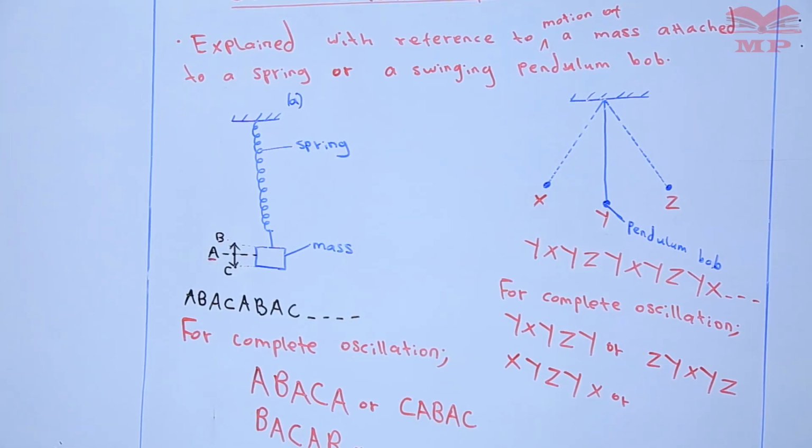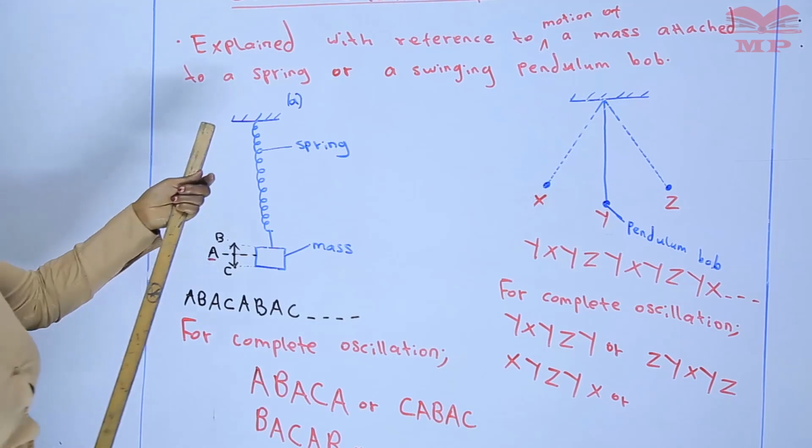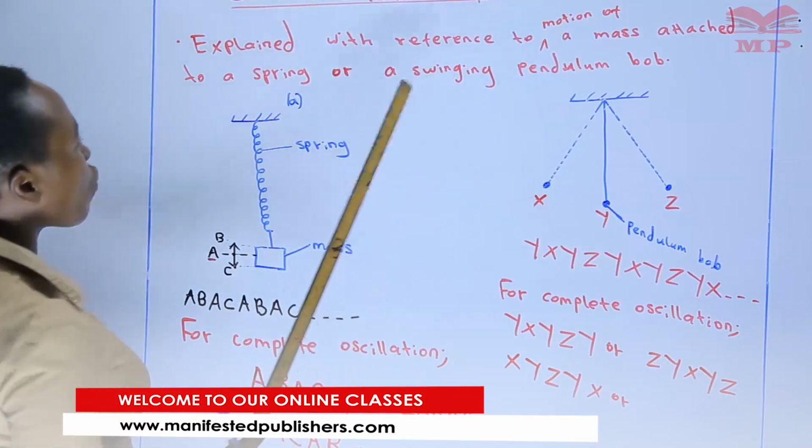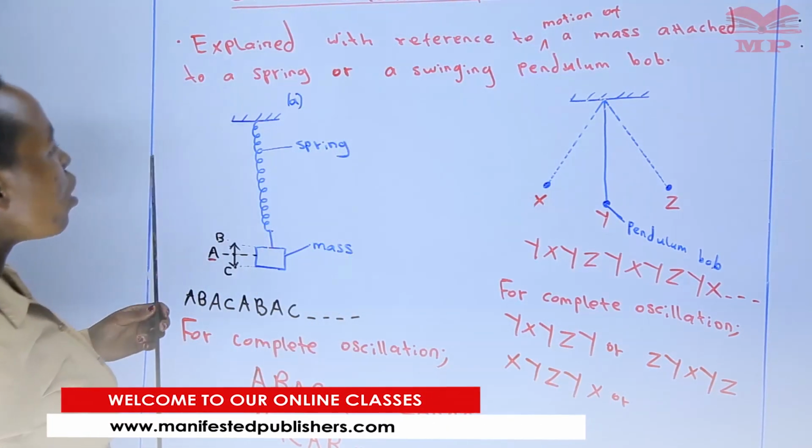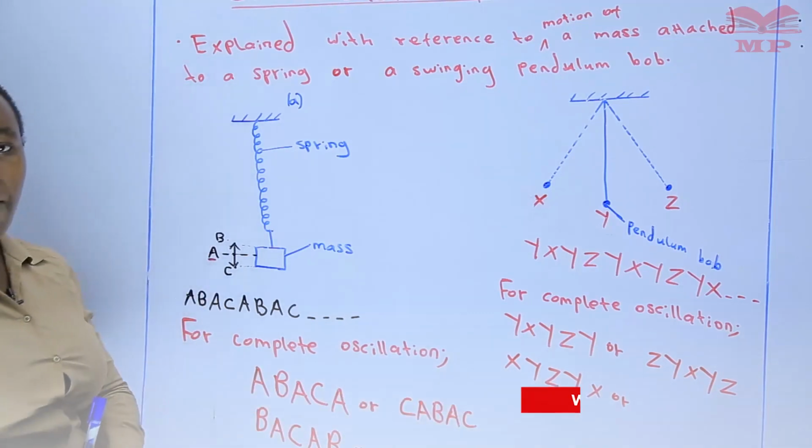So that is one complete oscillation with reference to the motion of a mass attached to a spring or a swinging pendulum bob.